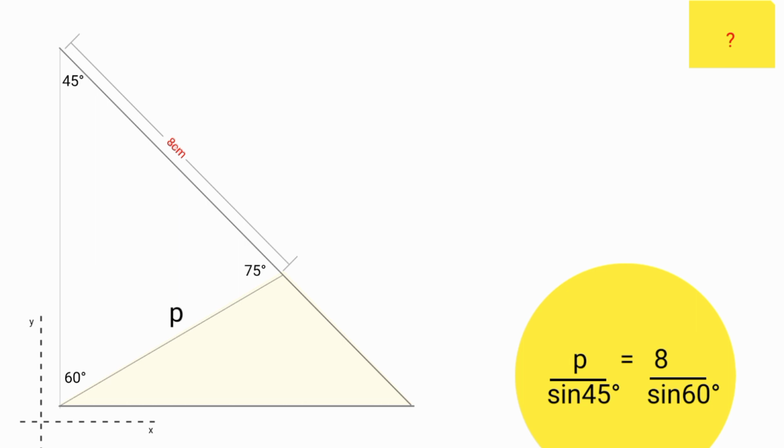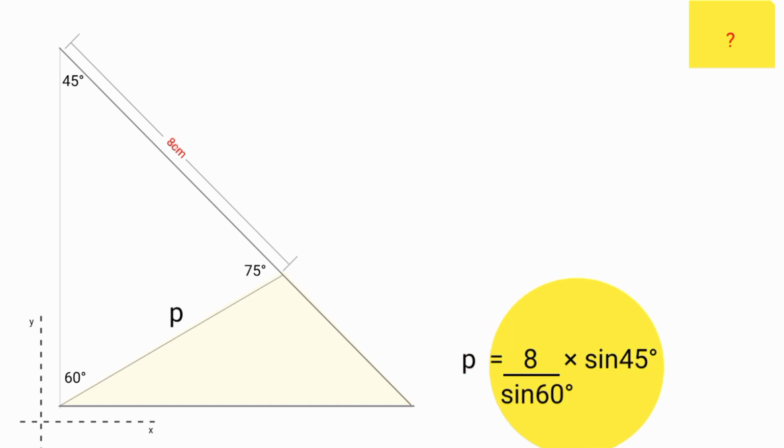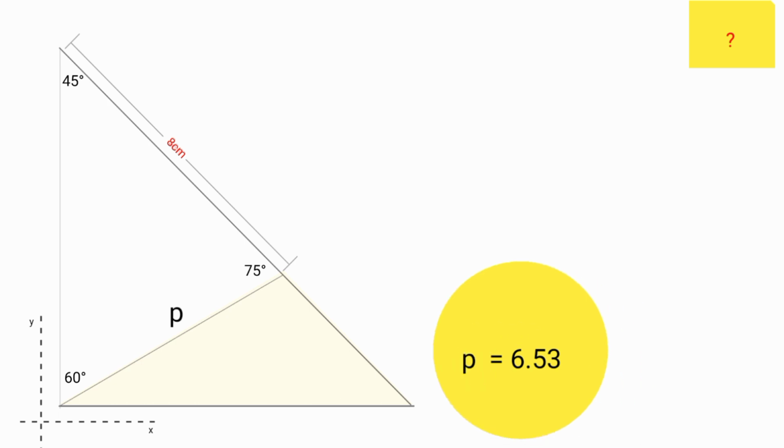Making P the subject, we multiply both sides by sine 45 degrees. P over sine 45 degrees times sine 45 degrees equals 8 over sine 60 degrees times sine 45 degrees. Here, sine 45 degrees cancels sine 45 degrees, and 8 over sine 60 degrees times sine 45 degrees, if you press your calculator, is 6.5319, approximately 6.53. So P equals 6.53 centimeters.